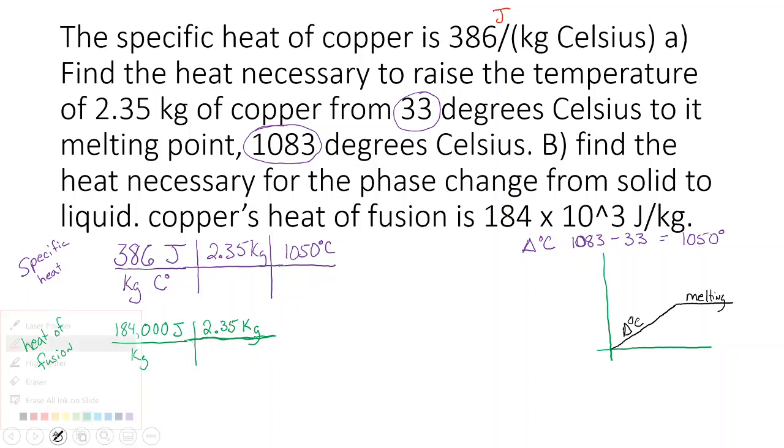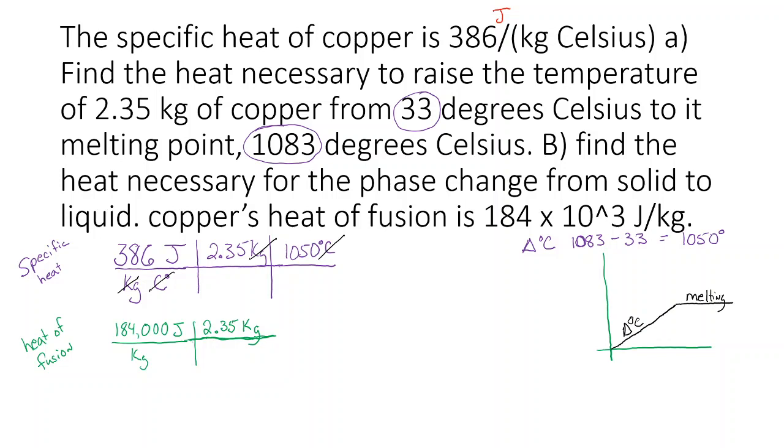All you're doing with the heat of fusion is changing the state of the copper from a solid to a liquid. So now that we've done our unit analysis, we can apply it to begin finding the amount of heat energy that it takes in order to melt the copper. So we'll take the specific heat, 386, and we'll multiply it by the mass of 2.35, and we'll multiply it by the change in temperature of 1,050 degrees Celsius.